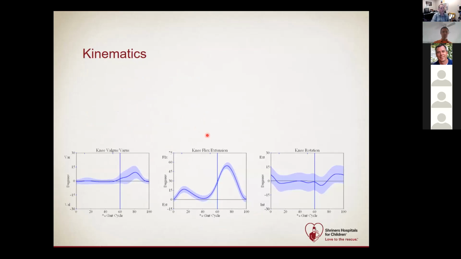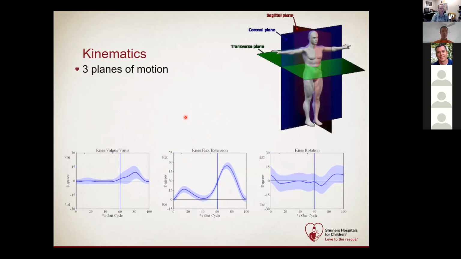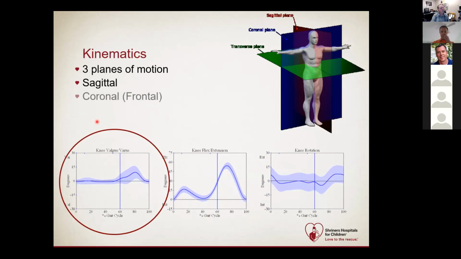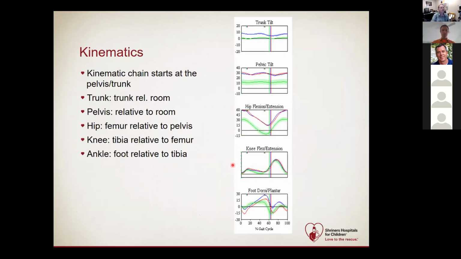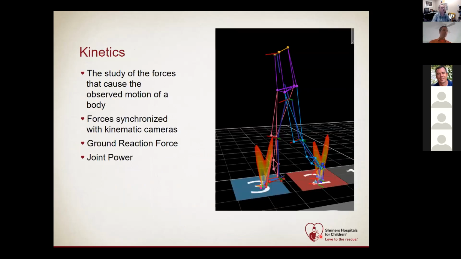Here's just a quick introduction to what those graphs might look like for the knee, shown on the bottom. We look at 3 planes of motion: the sagittal plane, where really if you're an efficient walker, all your motion should be; the coronal plane, frontal movements, and then the transverse plane. In terms of kinematics, we think of it in terms of a kinematic chain. Our trunk and our pelvis are measured relative to the laboratory coordinate system, and then the hip is the femur relative to the pelvis, the knee is the tibia relative to the femur, and the ankle is the foot relative to the tibia.